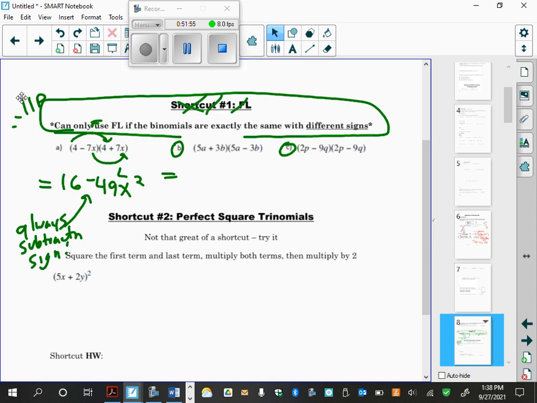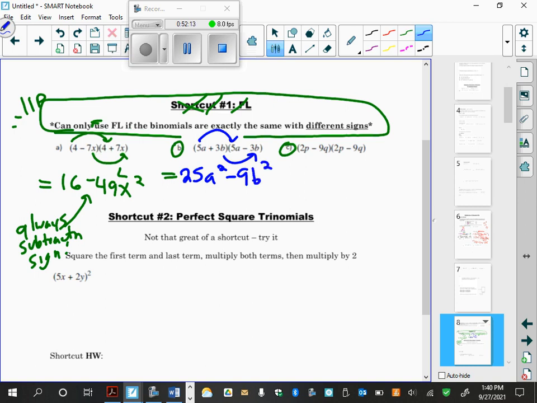Pause these guys. A reminder that FOIL is not on the quiz tomorrow, or FLAW. Just collect like terms, distributive property, and numeric response is on the quiz tomorrow. Okay, this one, just 2 arrows. 5 times 5 is 25. 8 times a is a squared. 3 times negative 3 is negative 9. B squared. Done. 9 seconds. Give me 2 out of 2, please. Take that to the bank.